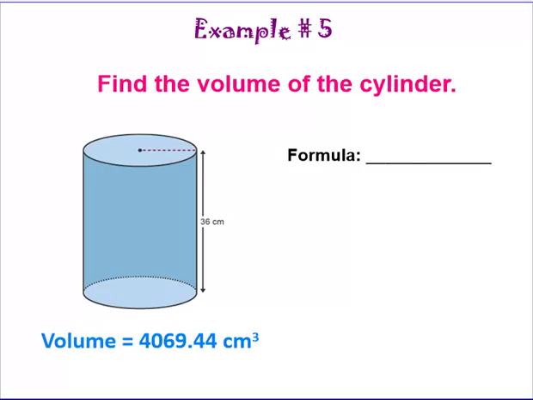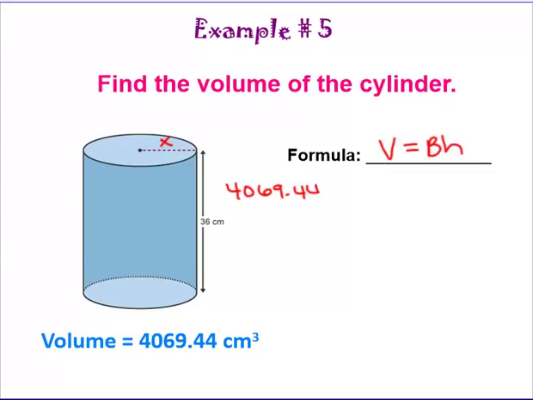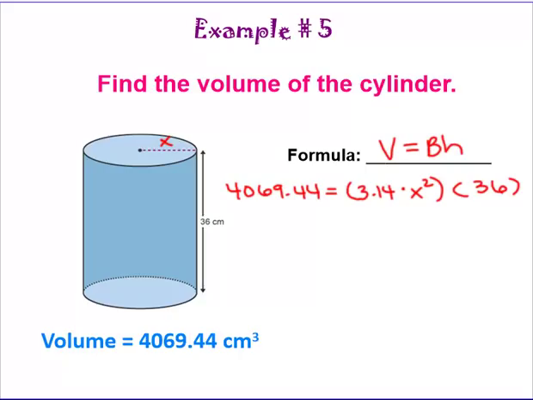All right, let's take a look at this one here. So same formula, volume equals big B times H, but this time I am missing the radius. I have the height though, and I have the volume. So my volume is 4069.44 equals, now I have some parts of my base. I know what pi is. So 3.14 and then times x squared, because remember it's r to the second power. And then times my height, which is 36. I want to start to isolate my x. So what I'm going to do is divide both sides by 36.